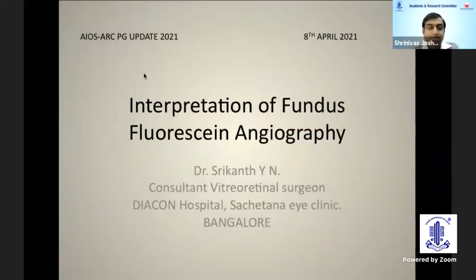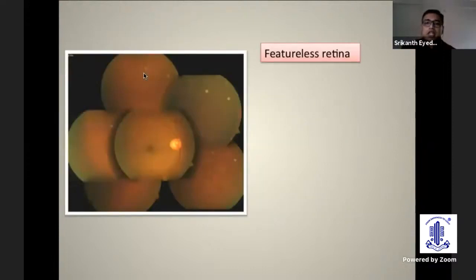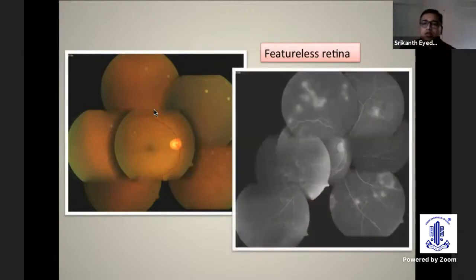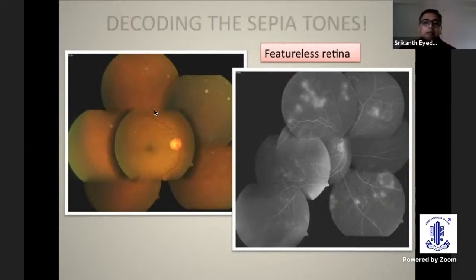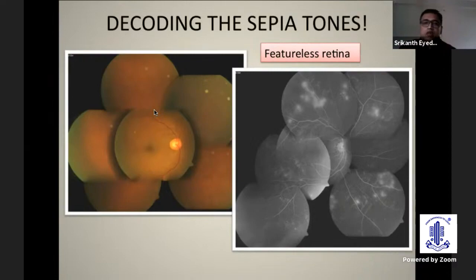Okay, so this is a short talk on interpretation of a fluorescent angiogram. And as you see, when you see a color fundus photograph, you might see a lot of red and orange and yellow, but a lot of details that we could miss. And the sepia tones sometimes reveal a lot of information which we would have otherwise missed, like neovascularization and a lot of microaneurysms in the perimacular area. And decoding the sepia tones is what we are going to learn today.